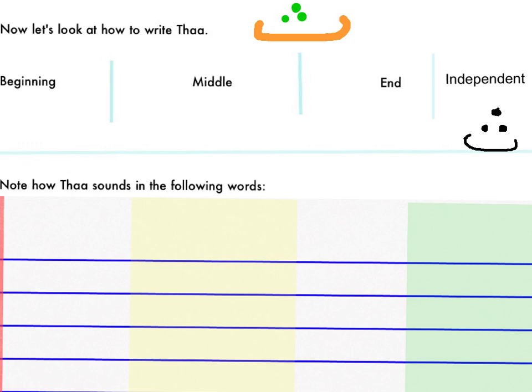A good example is the word athath, which means furniture. As you can see, when it's handwritten, the dots can be written like this. When tha comes at the end of the word, it looks like this.